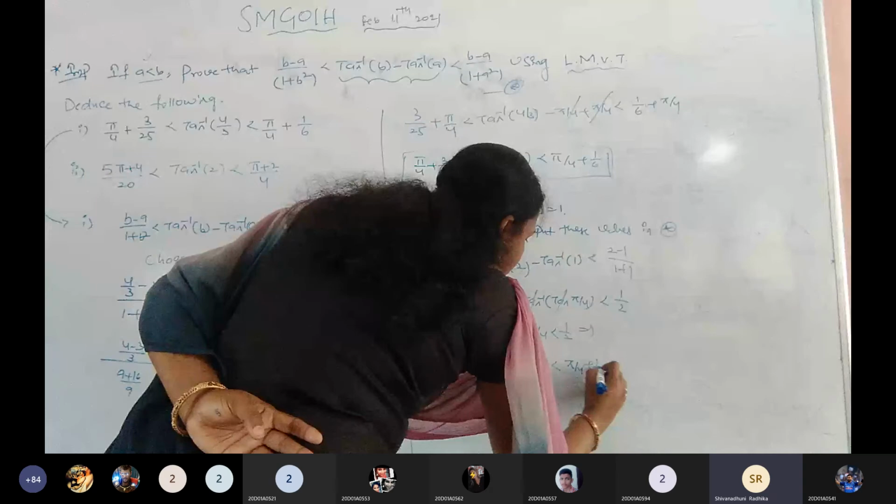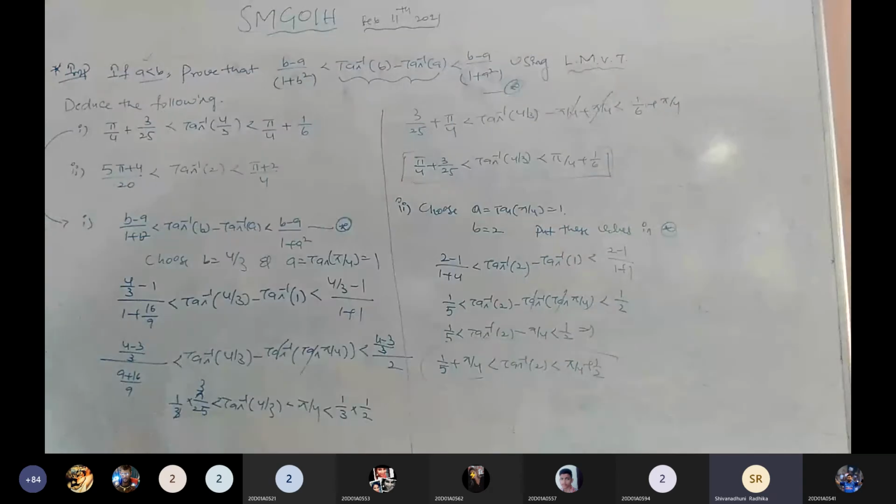Take LCMs in the denominator and we get the second deduction. This is the problem of Lagrange's mean value theorem. Right, all of you? Any doubts?